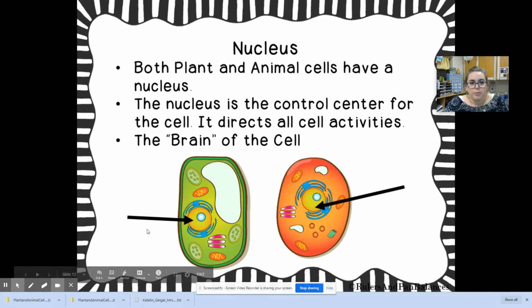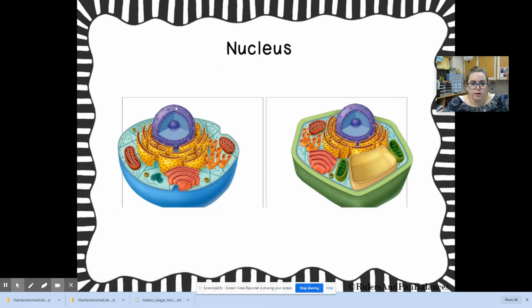The nucleus. Both plant and animal cells have a nucleus. The nucleus is the control center for the cell. It directs all cell activities. It's known as the brain of the cell. And then you see the arrows pointing to the nucleus. Here you see a nucleus.